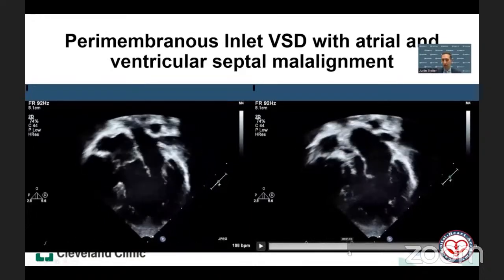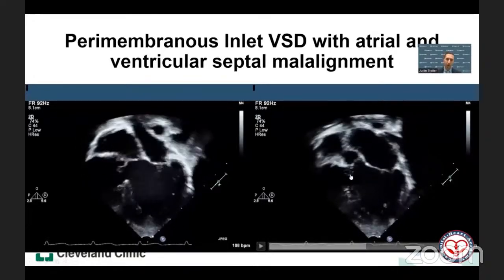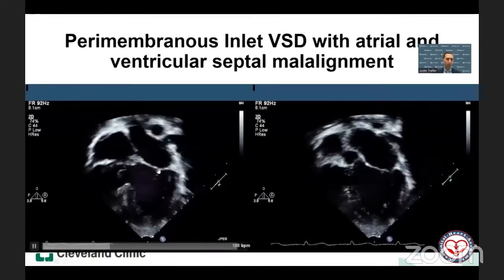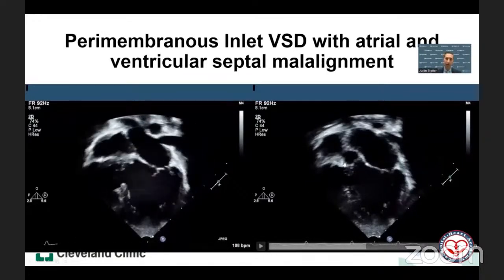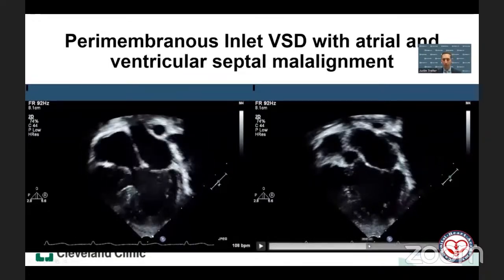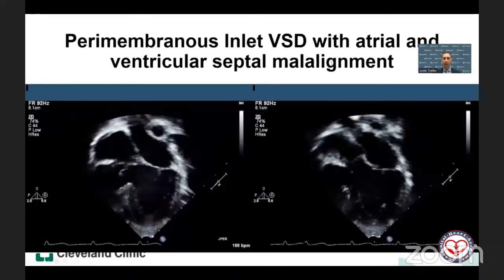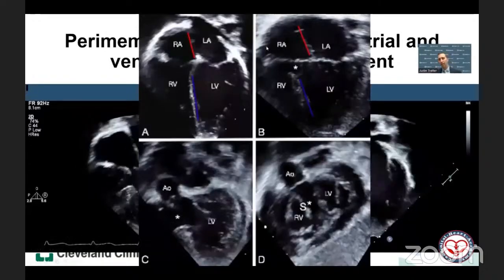And then we continue to come up and we get back to just one leaflet, which represents the anterior superior leaflet, which is in fibrous continuity with the aortic valve. So there's both fibrous continuity between the AV valves along with the tricuspid to aortic valve. So this again is a perimembranous inlet VSD with atrioventricular septal malalignment.